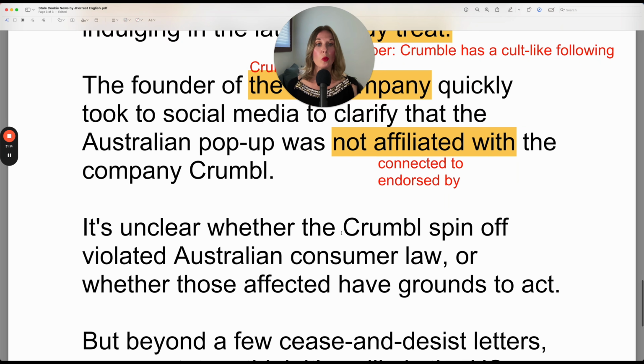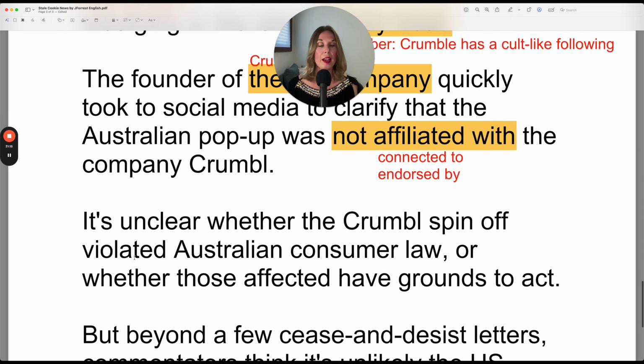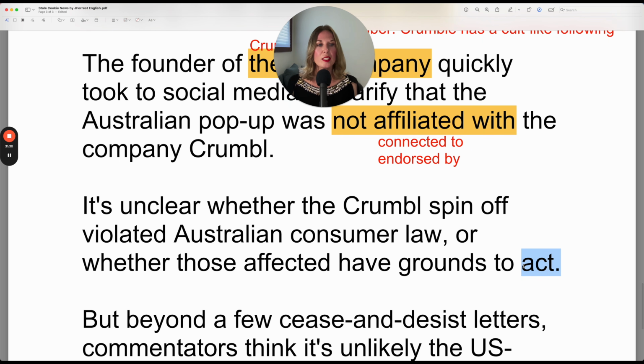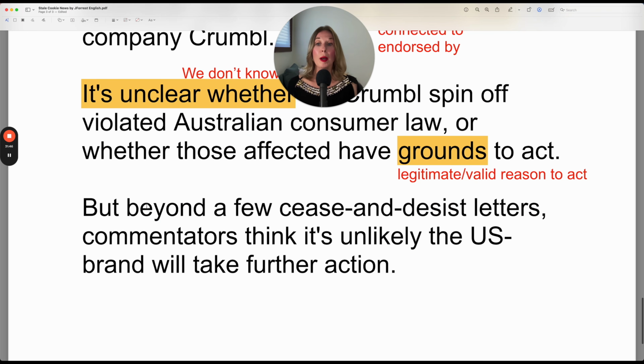It's unclear whether the Crumbl spin-off violated Australian consumer law or whether those affected, the people who purchased the cookies, have grounds to act. Act means to take legal action or to take some sort of action against the company. But it's unclear. So it's another way of saying we don't know. It's unknown. It's unclear. But beyond a few, so a small number of cease and desist letters.